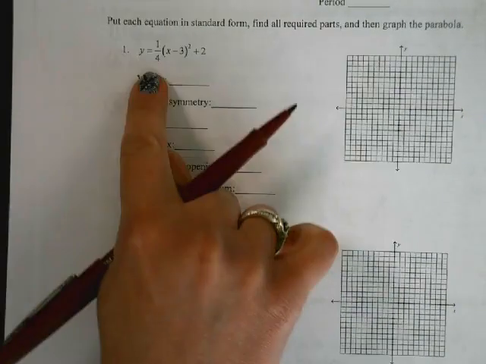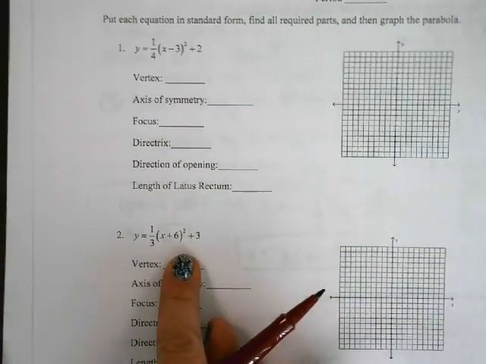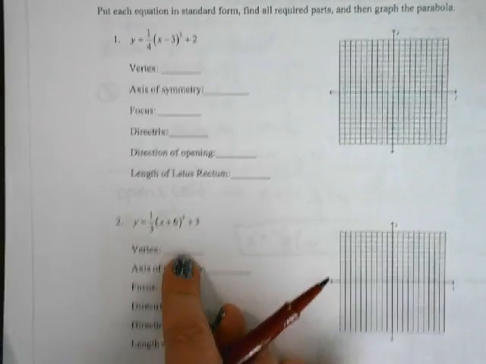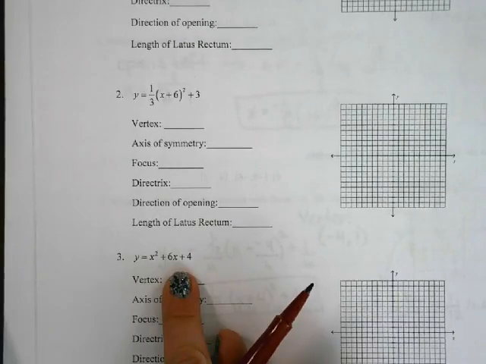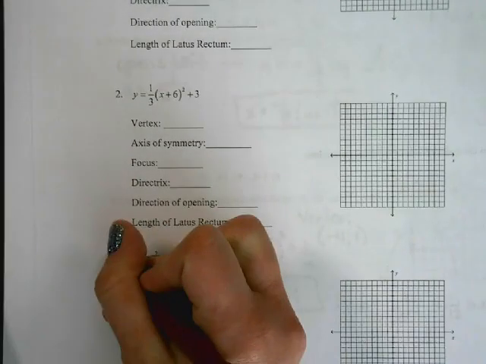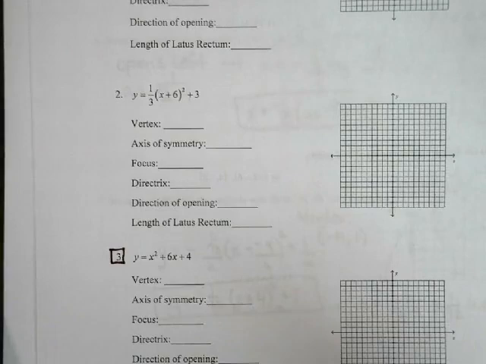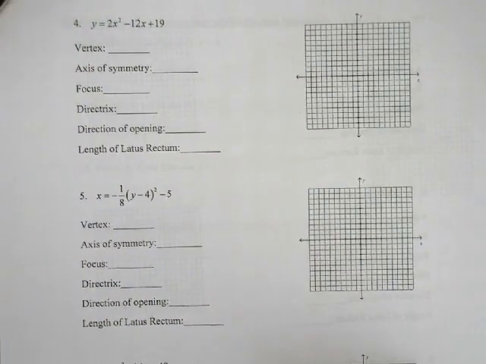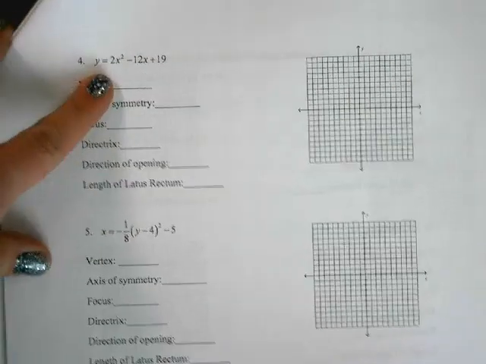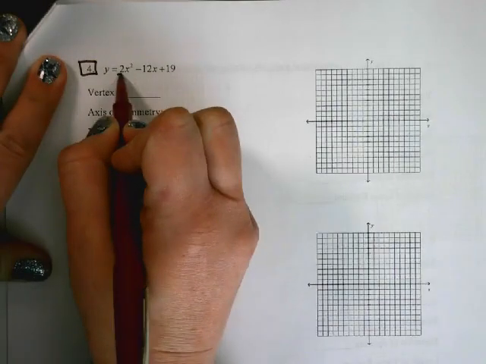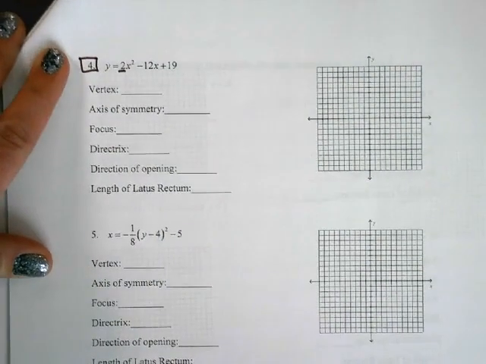Number 1 and number 2, those are both y equals and they're in the nice pretty form. Do you have to complete the square? No. How about number 3? Yes. I'm going to put a box on it so you know you have to complete the square. Okay, number 4. Is it in the form we like? No. Complete the square. Remember there's a 2 out front, so be careful.